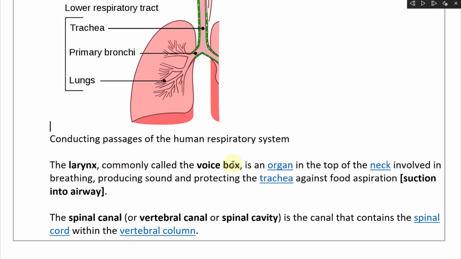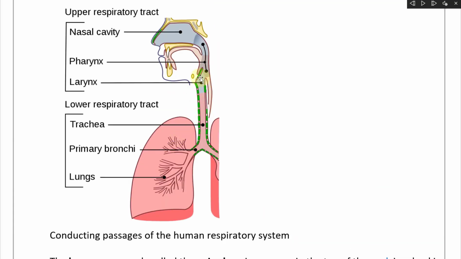And the larynx, commonly called the voice box, is an organ in the top of the neck involved in breathing, producing sound, and protecting the trachea against food aspiration, which is suction into the airway. So here it would be preventing the food from going in. It's just for the air, etc. So we have to close it in whenever you're eating.